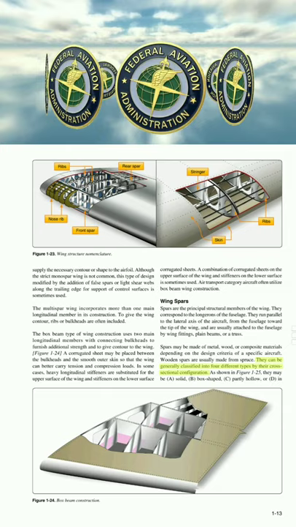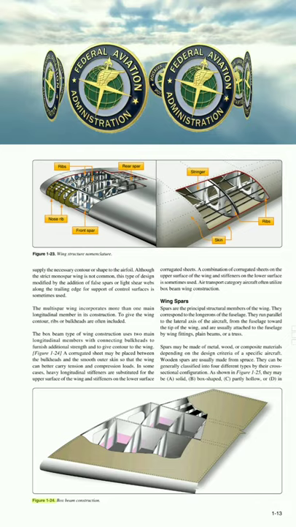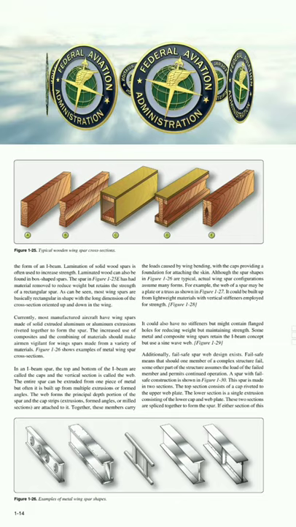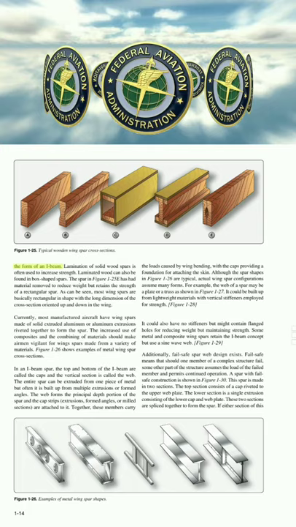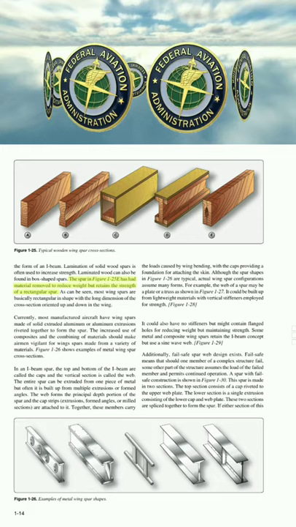As shown in Figure 125, they may be A solid, B box-shaped, C partly hollow, or D in the form of an I-beam. Figure 124. Box beam construction. Figure 125. Typical wooden wing spar cross-sections. Lamination of solid wood spars is often used to increase strength. Laminated wood can also be found in box-shaped spars. The spar in Figure 125E has that material removed to reduce weight, but retains the strength of a rectangular spar.